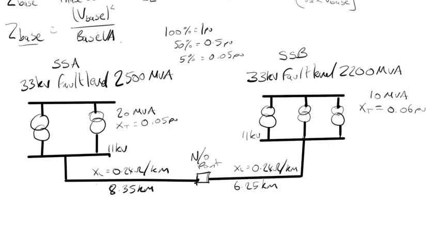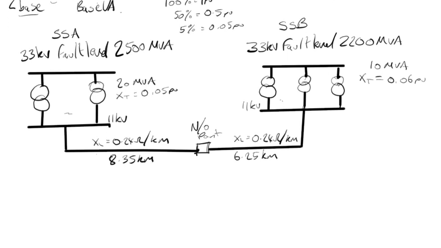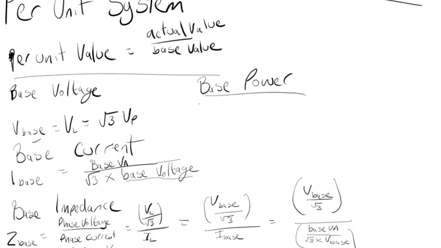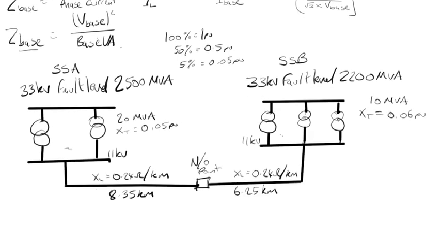So 33/11 kV transformers, 3 here, 3 on this one, 2 on this one. So how do we convert all units into per unit values? Okay, so it makes sense to use either, like I said before, for your base power, which is your VA base, 20 MVA because of this one, or 10 MVA because of this.